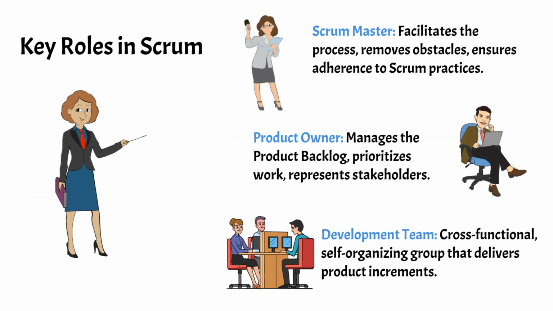There are 3 key roles in Scrum: Scrum Master, Product Owner, and the development team. Scrum Master: think of the Scrum Master as a coach or facilitator. Their job is to ensure the team follows Scrum principles and practices. They help remove any obstacles that may impede the team's progress and foster an environment of collaboration.